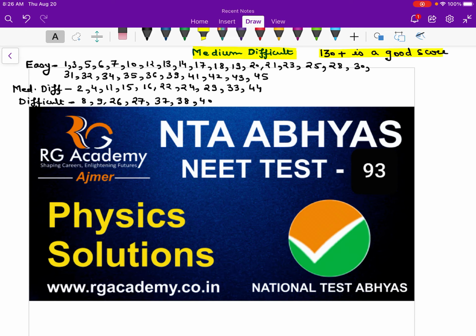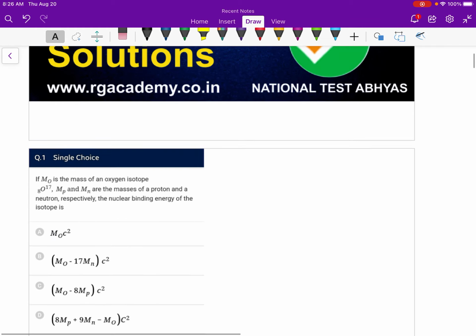Overall the paper is on a medium difficulty level. I would say 28 questions are in the easy category, 10 questions are in the medium difficulty category, and 7 questions are in the difficult category. 130 plus is a good score. So let's start from question 1.